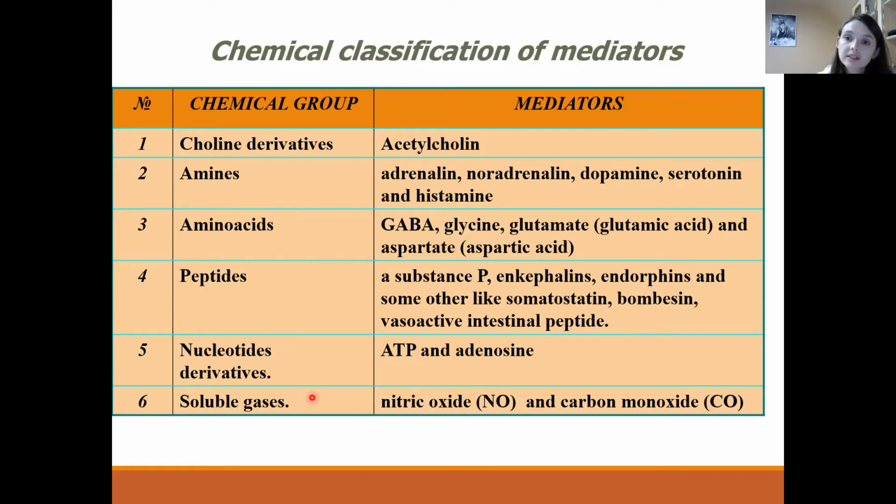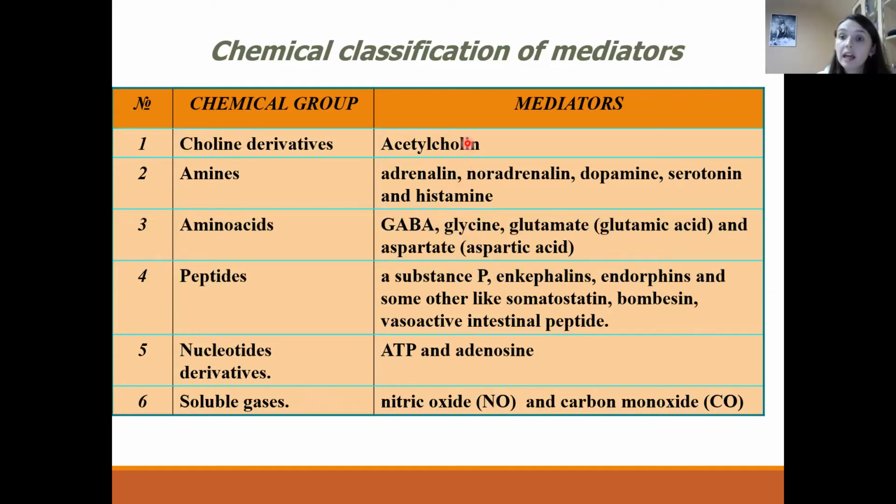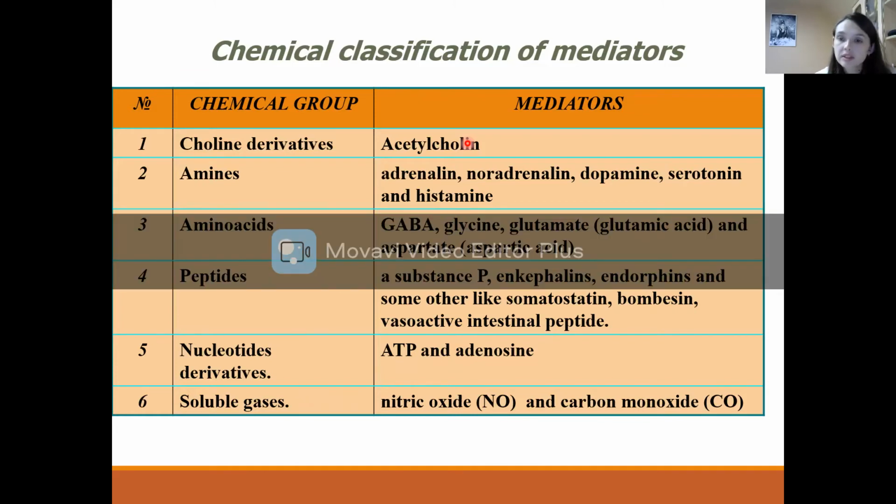What is interesting is that sometimes one neurotransmitter, in different places, could produce different effects. For example, acetylcholine has both excitatory and inhibitory effects. It depends on the place or localization where it will act. For example, in the central nervous system, it mainly has an excitatory effect. In the autonomic nervous system, it could have an inhibitory effect.